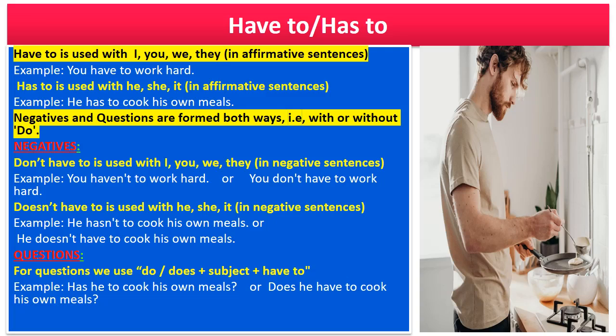Negatives and questions are formed both ways, that is with or without do. Don't have to is used with I, you, we, they in negative sentences. For example, you haven't to work hard or you don't have to work hard. Doesn't have to is used with he, she, it. For example, he hasn't to cook his own meals or he doesn't have to cook his own meals. Questions. For questions, we use do or does plus subject plus have to. For example, has he to cook his own meals or does he have to cook his own meals?